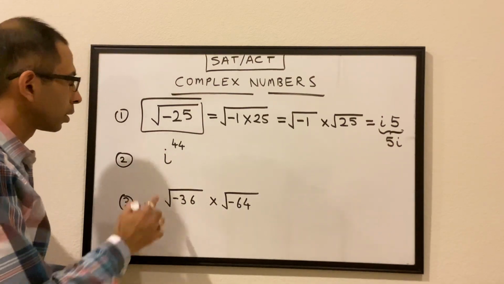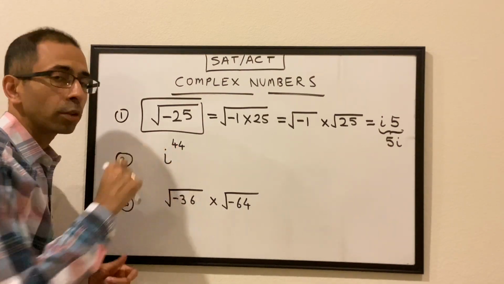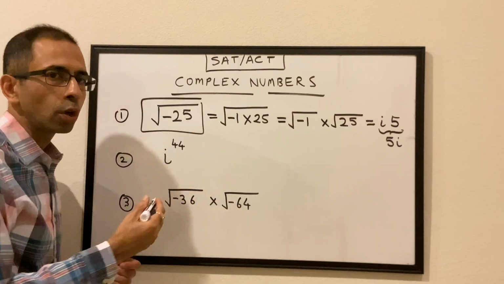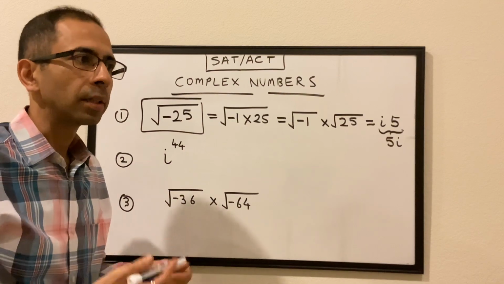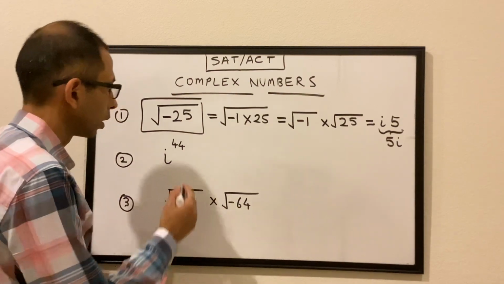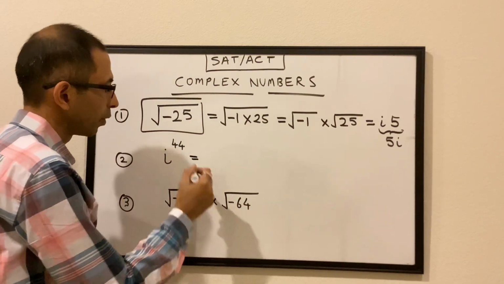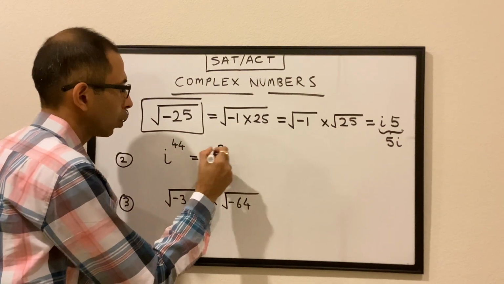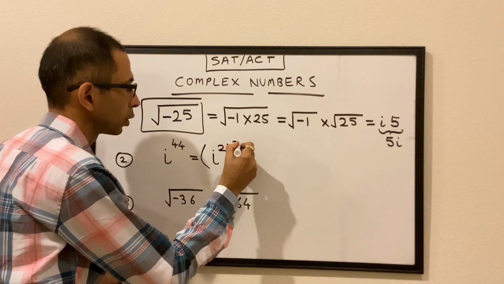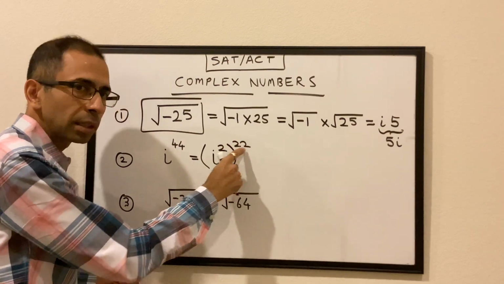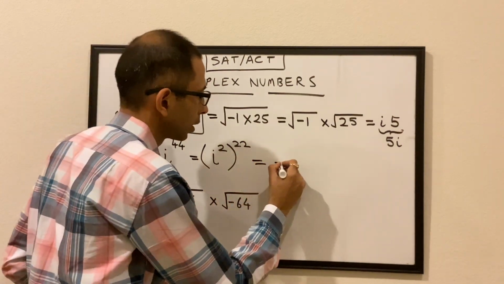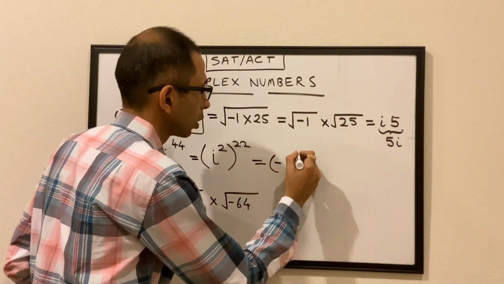Let's move on. The value of i to the power of 44, right? Now, we just saw that i is square root of minus 1 and i squared is minus 1. So we can just try to write it in terms of i squared, right? So i squared to the power of 22, right? Because the powers get multiplied, right? Now i squared is negative 1. So negative 1 to the power of 22.